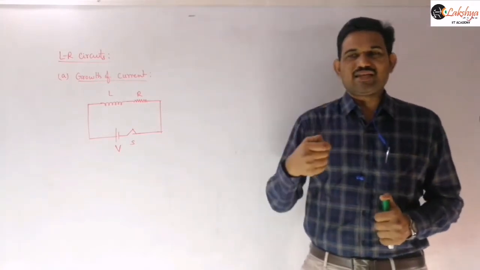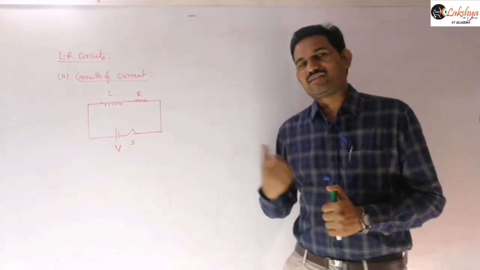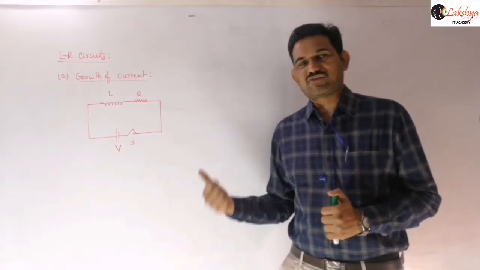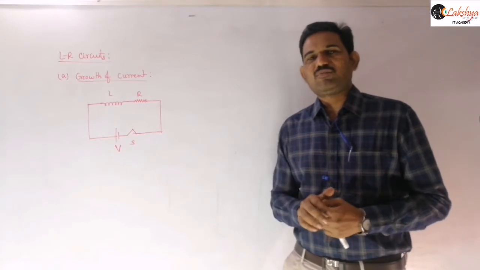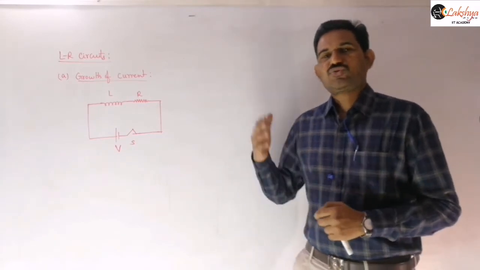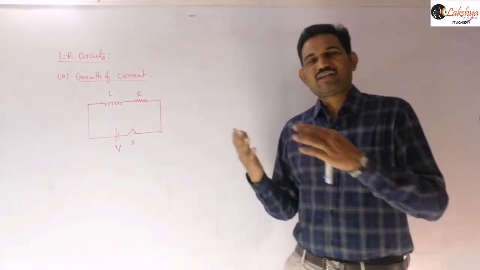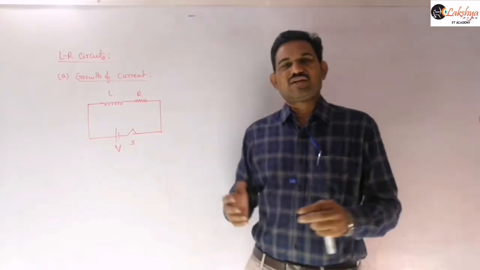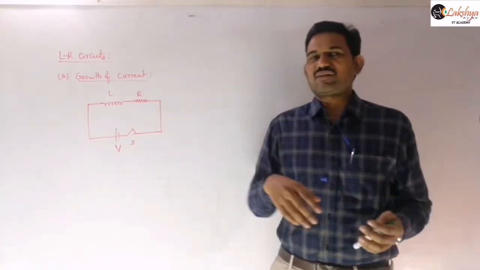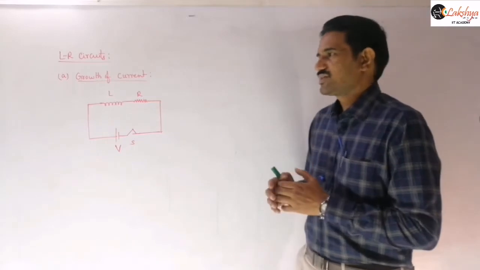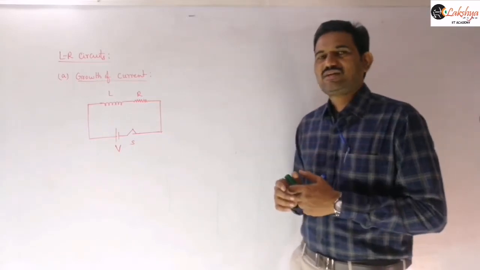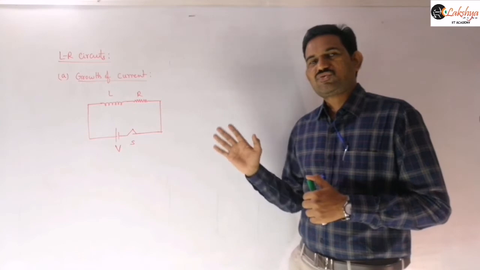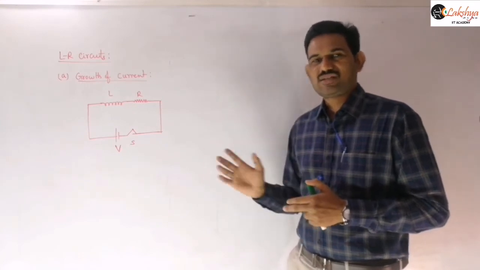If current is increasing, then it will oppose that increasing current. That is nothing but the self-induction which we discussed. So self-induced EMF will be produced in that inductor, and it will oppose the change in current. If current is increasing, then it will try to decrease the current. If current is decreasing, then it will try to increase the current. And because of that reason, whenever an inductor is present, current values don't change instantaneously; it will take some time there.